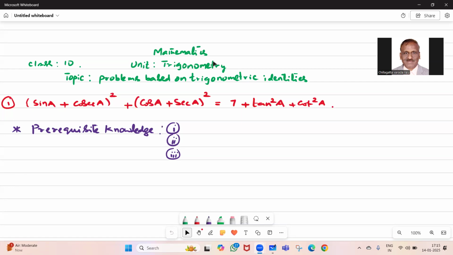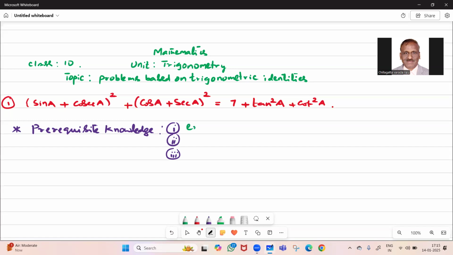Before solving this problem, let us discuss what prerequisite knowledge is required. Already you have learned a few concepts in the previous classes that will help you to solve this problem quite easily if you recollect those concepts. What is the first prerequisite knowledge required here? I have already listed 1, 2, 3. Number one, you should know the expansion of (A + B) whole square.